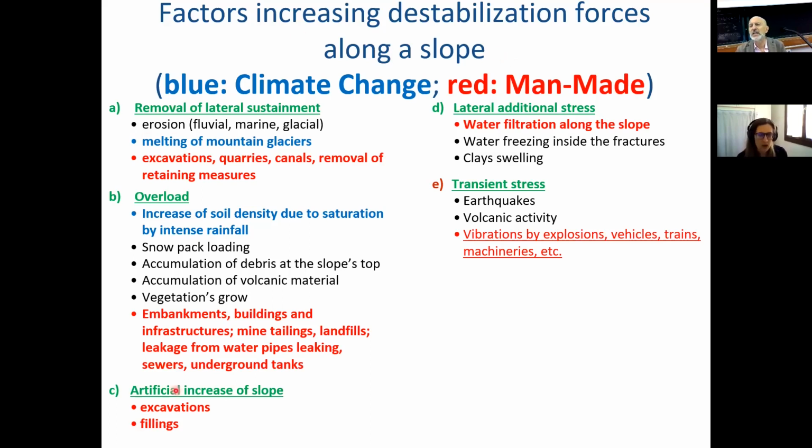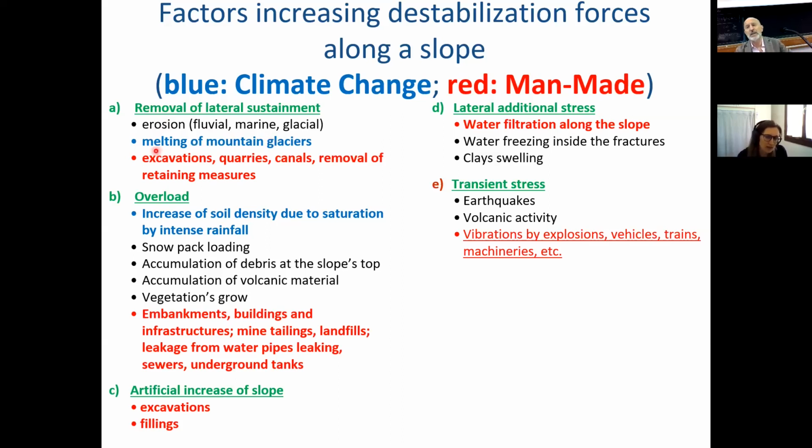And in this list, you have many factors that could be related also to climate change, the blue ones, and man-made, and so to global change, the red ones. For example, you can have a landslide if you have the removal of lateral sustainment of a slope, something that is able to hold a slope stable. For example, melting of mountain glaciers. In mountain areas, the melting of glaciers and so the vanishing of the ice mass has the effect of removing the lateral sustainment of rock slopes, with the formation of destructive landslides. So this removal is a consequence of global warming.